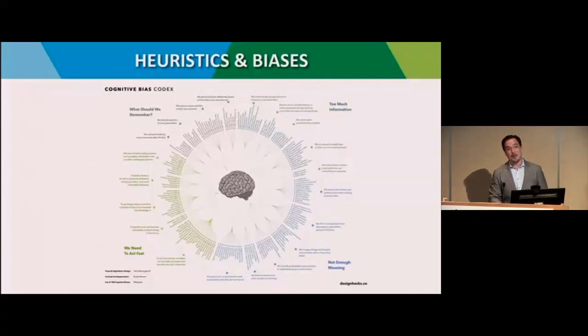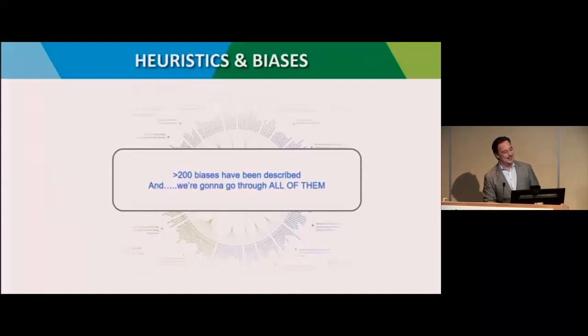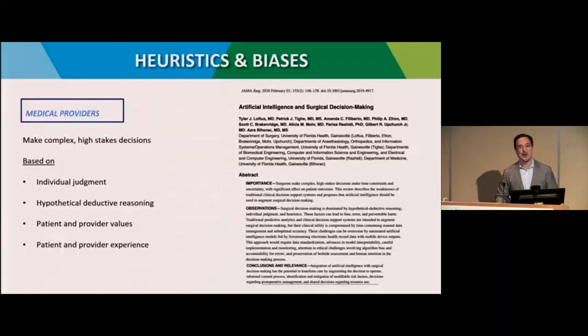And when we look at the number of biases that are out there, there's more than 200 that have been described. And we're going to go through all of them. No. We are going to focus on just some of the more relevant ones for medical providers. But it's important to realize that this is dipping our toe in the pool of some of these biases, and there's just a whole bunch out there to be aware of. So, heuristics and biases as it pertains to us as medical providers.